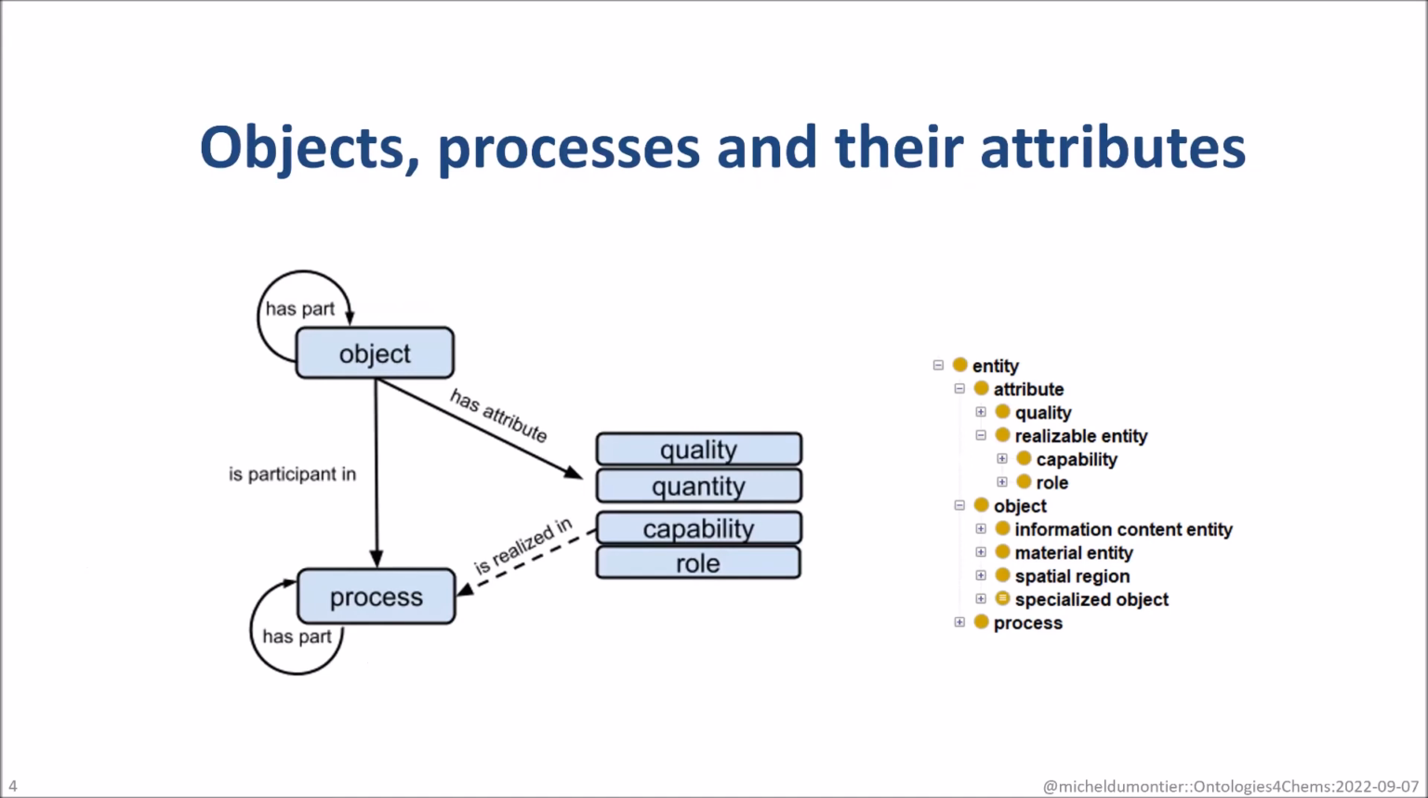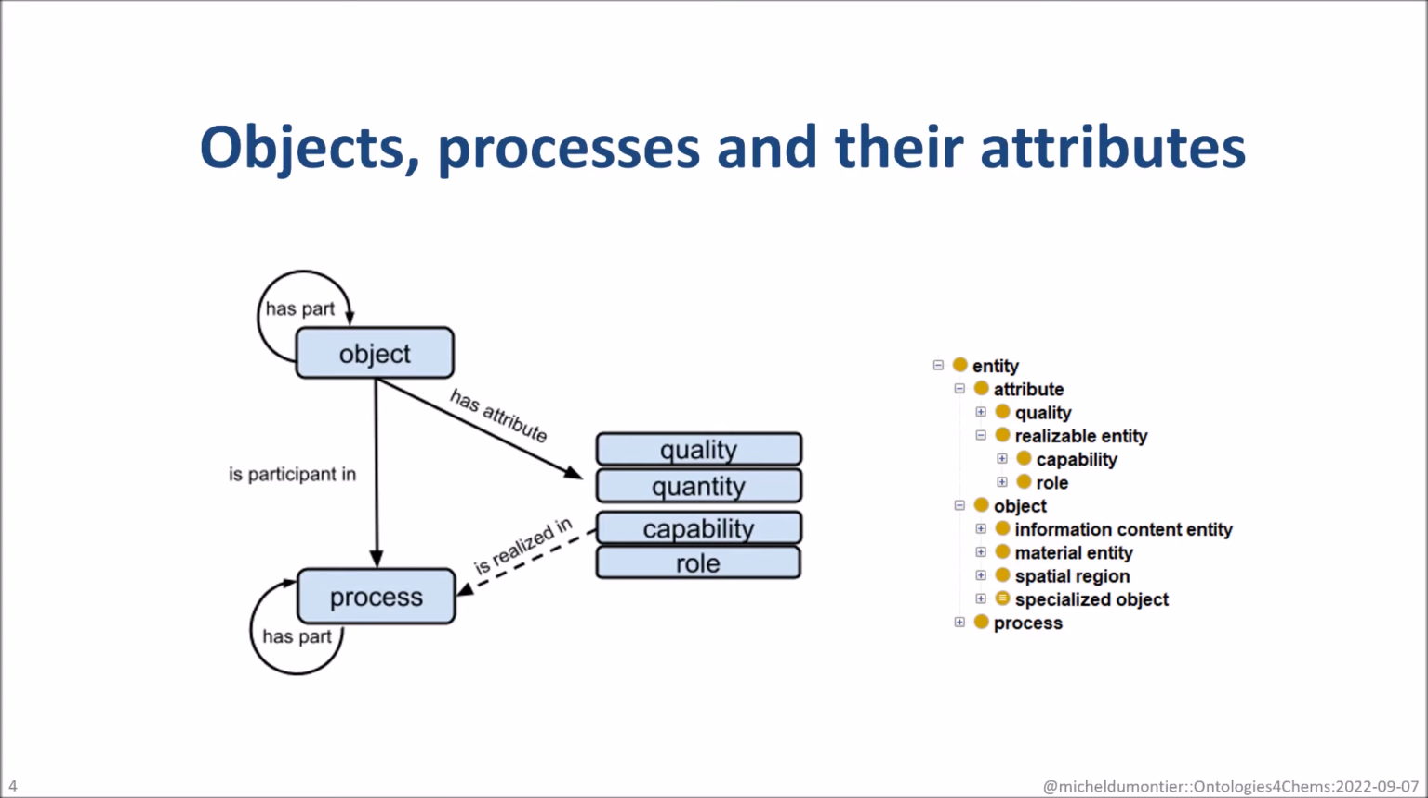And this shows you a basic graph about how processes have themselves as parts, objects have themselves as parts, and then objects are participants in processes. Objects and processes can have attributes. Some of those attributes include capabilities or roles, and these are context specific, and then they are realized in particular situations or processes. So that's a very simple paradigm for knowledge representation.